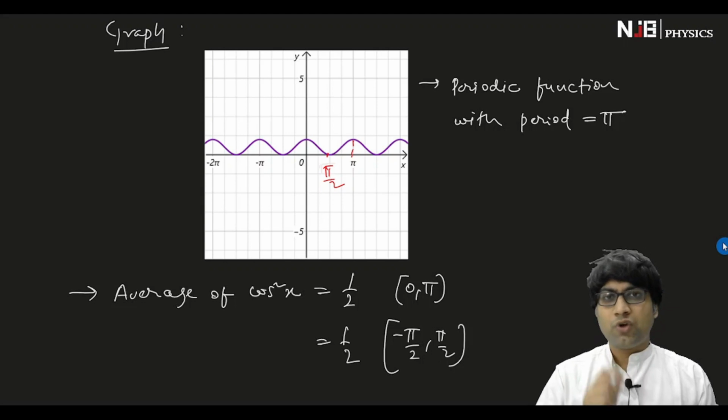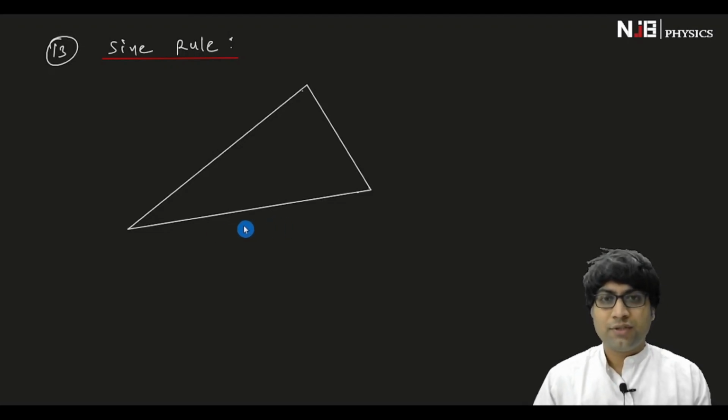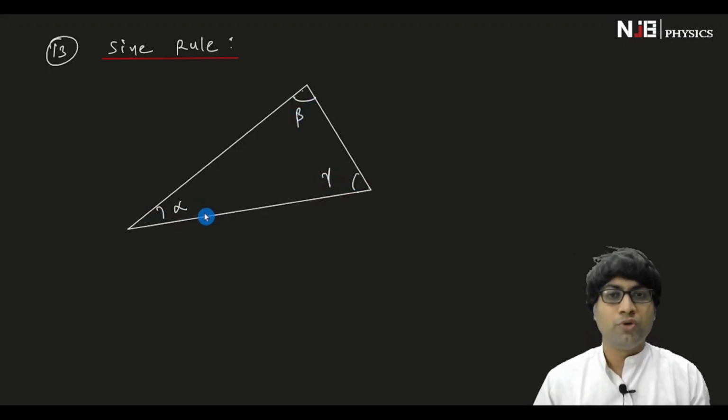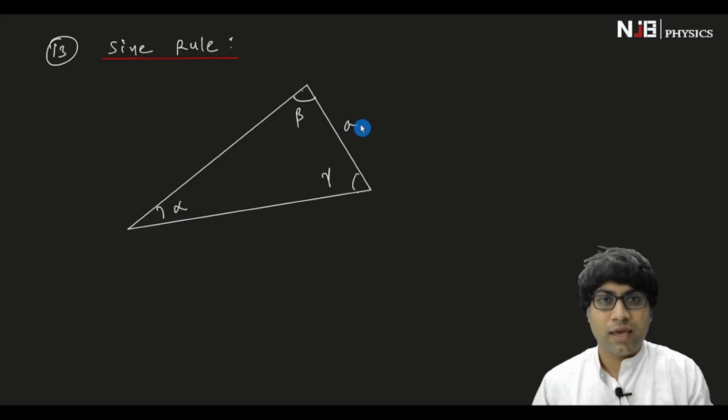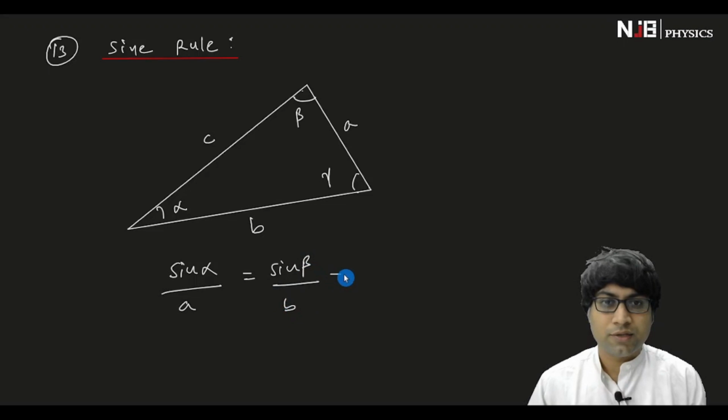Now lastly, we'll quickly talk about sine rule and cosine rule that help us with triangles. So what is sine rule? Well, let's imagine this triangle, and in this triangle, this angle is alpha, this angle is beta, and this angle is gamma. And opposite to alpha, the side length is A, and opposite to beta, the side length is B, and opposite to gamma, the side length is C. Then according to sine rule, sine of alpha divided by A is equal to sine of beta divided by B is equal to sine of gamma divided by C.